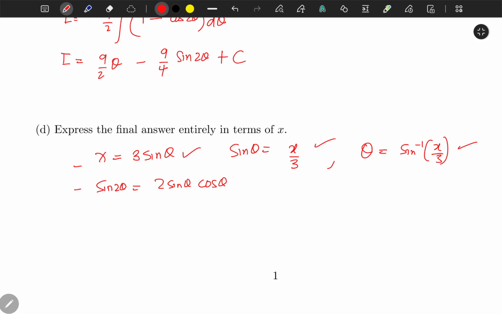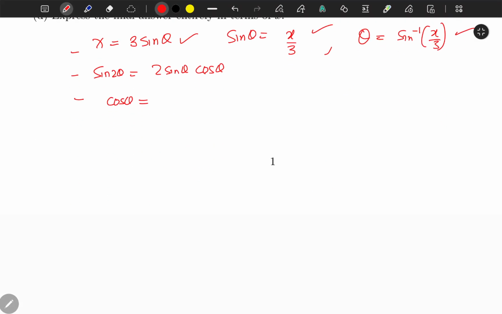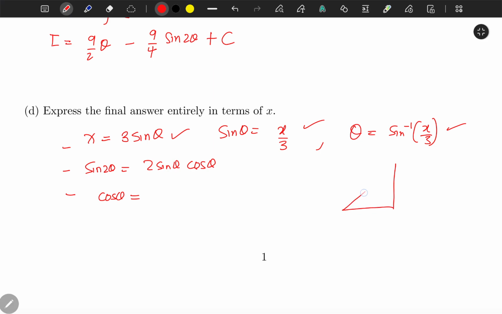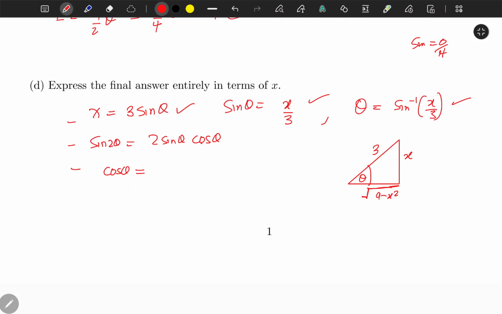At least we've established something there. So we know what sine theta is. What about cos theta? Remember, if I draw a triangle, this is theta. What is sine? Sine is x over 3. In terms of sides, sine is opposite over hypotenuse. So the opposite is x, the hypotenuse is 3, meaning the adjacent is the root of 9 minus x squared.